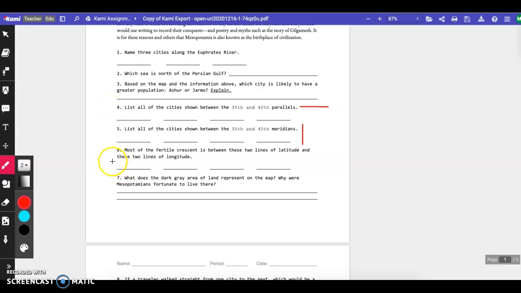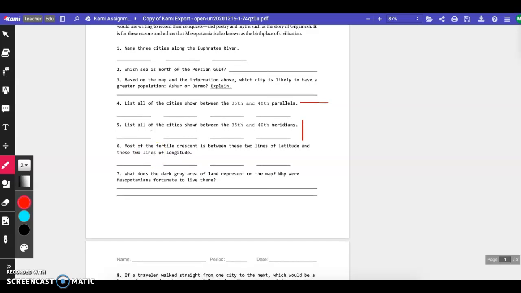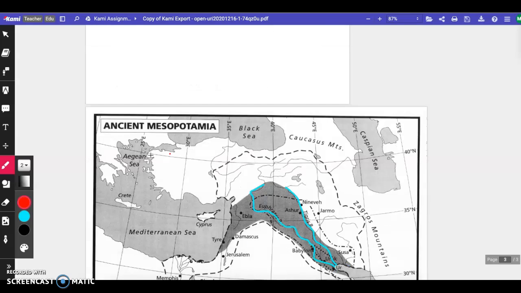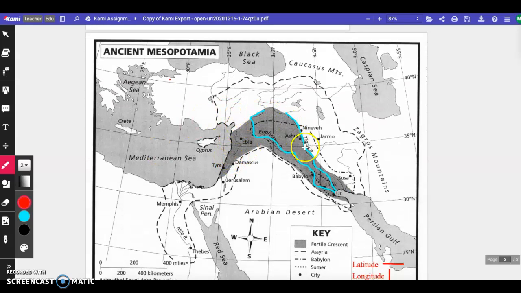Number 6 also has to do with latitude and longitude. It is looking for 2 lines of latitude and 2 lines of longitude, which is why there are 4 blank spaces. It asks, most of the Fertile Crescent is between these 2 lines of latitude and these 2 lines of longitude. So if I'm looking at this dark gray curved area, which is the Fertile Crescent, I need to find which of these lines of longitude kind of box in my Fertile Crescent. It's okay if I cut off a little piece because the question asks about most, but I don't want to cut off half of the Fertile Crescent.